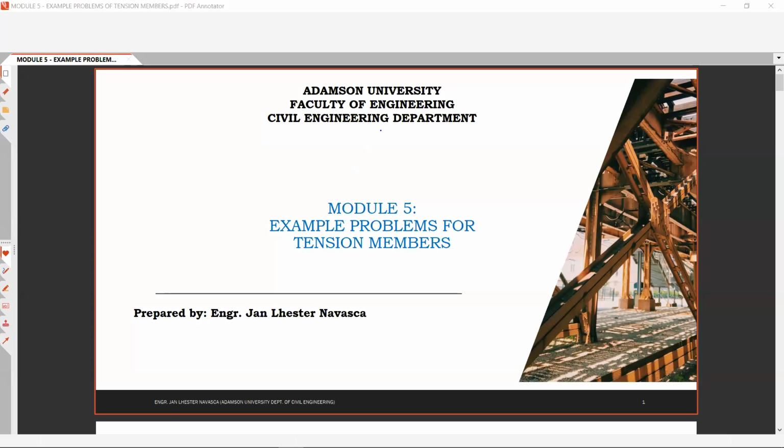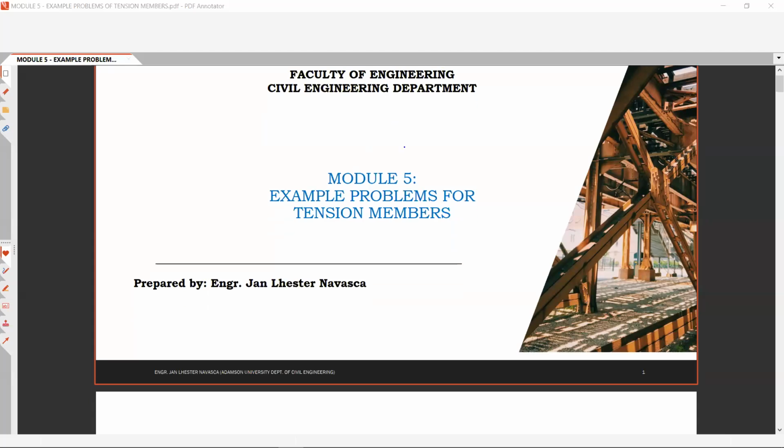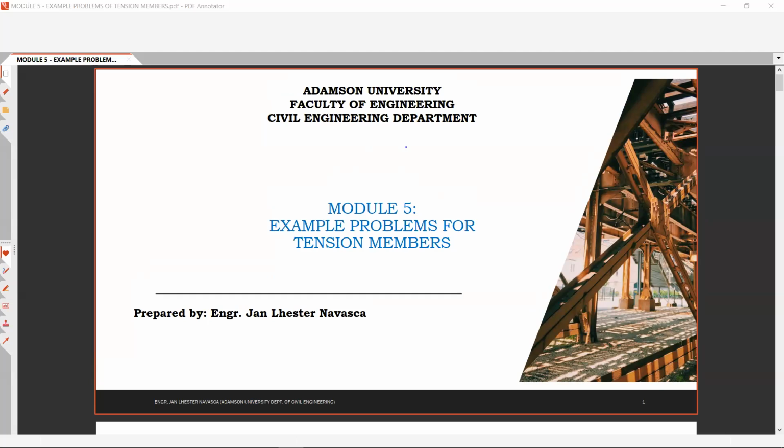We will be discussing example problems for the design of tension members. Last meeting, we determined the three limit states for designing tension members. We have the yielding limit state, we have the fracture, and we have the block shear. Today we will be taking example problems dealing with the three limit states of designing tension members.